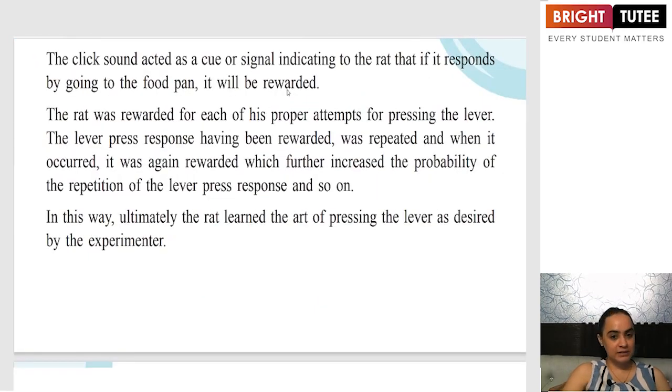This is what that meant. The clicking sound or the signal was a cue, an indication for the rat to go near the food pan because he knew that he is going to be rewarded. So every time the rat hit the lever, there was a click sound, there was a signal, the food was delivered to the pan, the rat went near it, and was rewarded for that. This kept repeating again and again, and in this way the rat learned how to press the lever as the experimenter wanted him to.